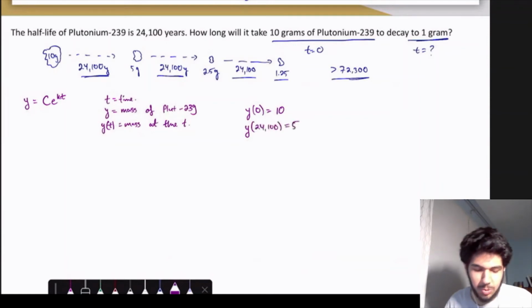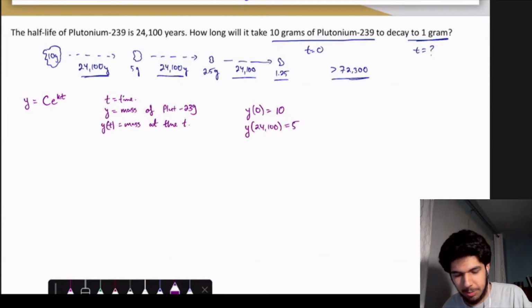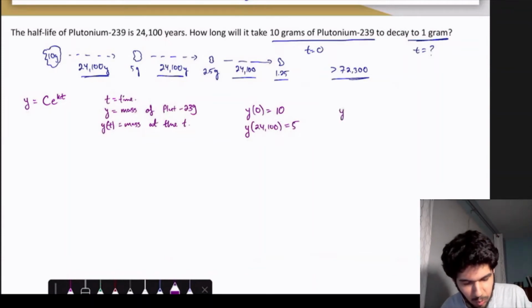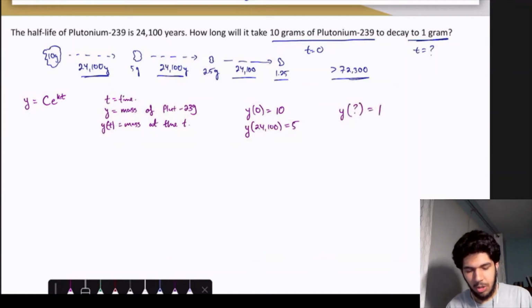Right, so after 24,100 years, the output of the function should be 5. So these are the conditions that we have, and we want y of what equals 1. So we're solving for that question mark. Well, let's take these two conditions, plug them into our equation, and see if we can start to find some values for c and k.